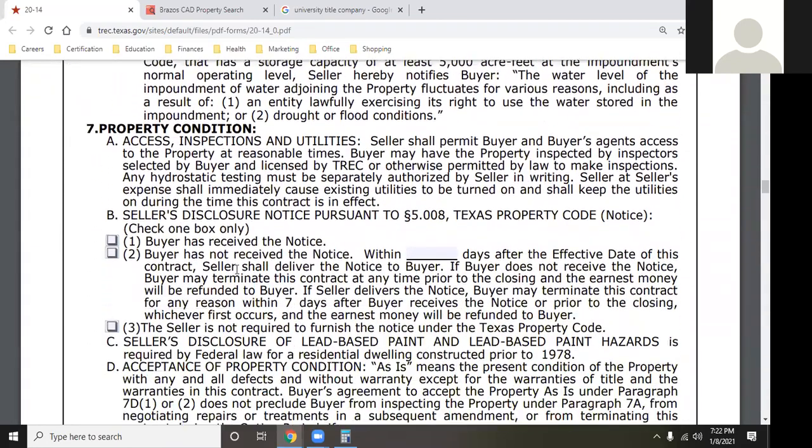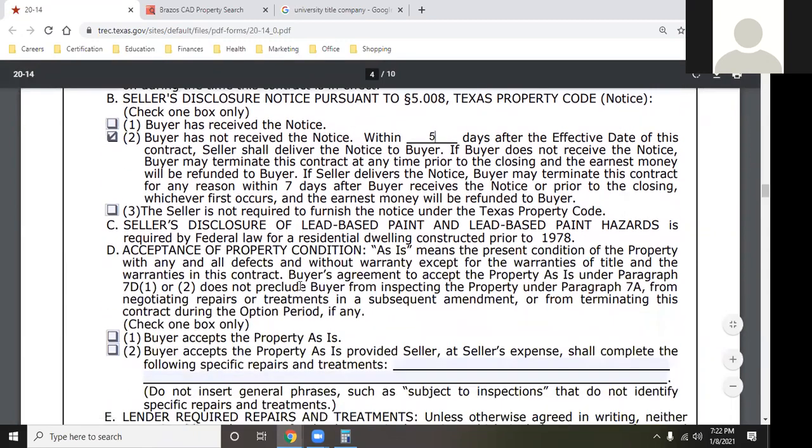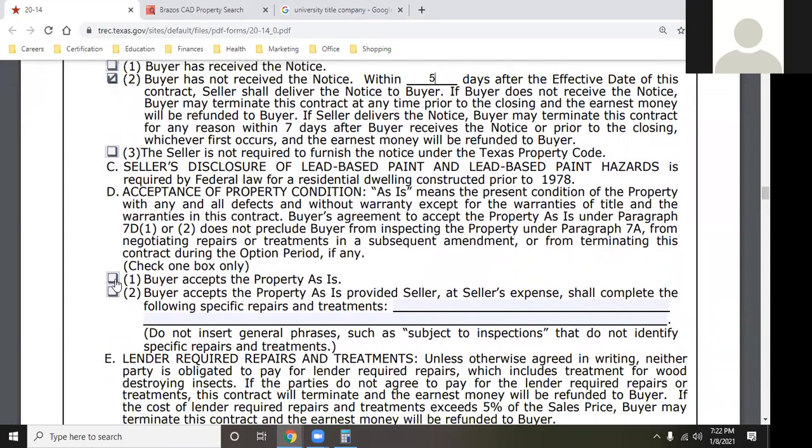Okay. Now we end up, we're going to say that Mr. Stahl did not give us notice. So we want 5 days. He did not give us seller's disclosure notice. Okay. And like I said yesterday, we're accepting the property as is.